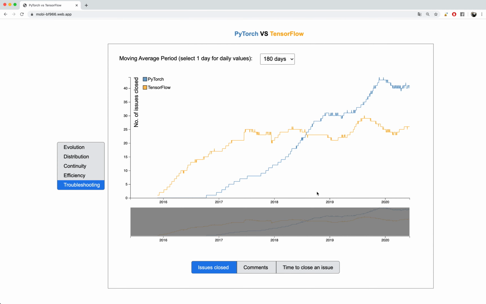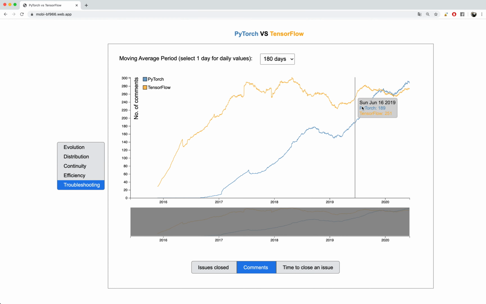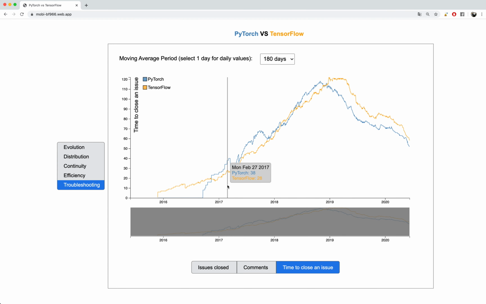This is really interesting here. As we can see, from the middle of 2019 there was a bigger amount of work on PyTorch, some more activity. We can also see it on the comments. For the comments, it's similar for PyTorch and TensorFlow, and time to close an issue also has a similar tendency. So I hope you find our visualization interesting, and maybe it has answered some of your questions. Thanks for watching.